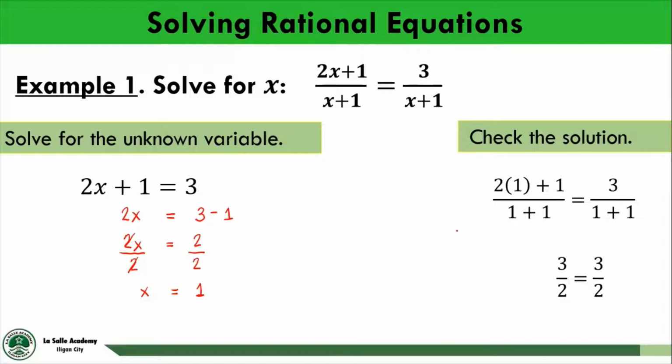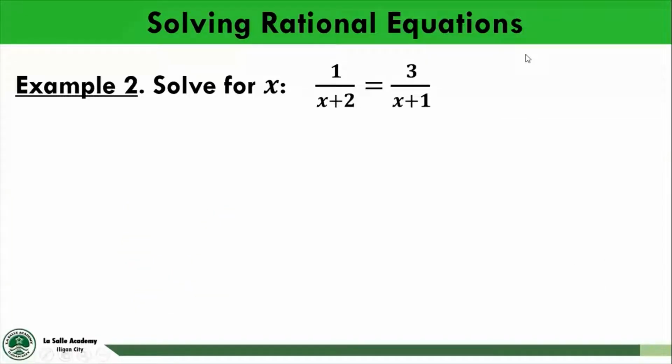Since both sides of the equation are the same, we accept x is equal to 1 as the solution of the rational equation 2x plus 1 over x plus 1 is equal to 3 over x plus 1. So this is now our final answer. Okay, that's it. Now let's proceed to our second example.